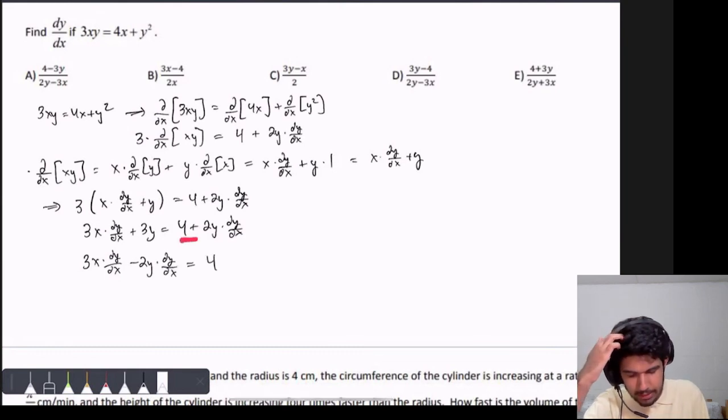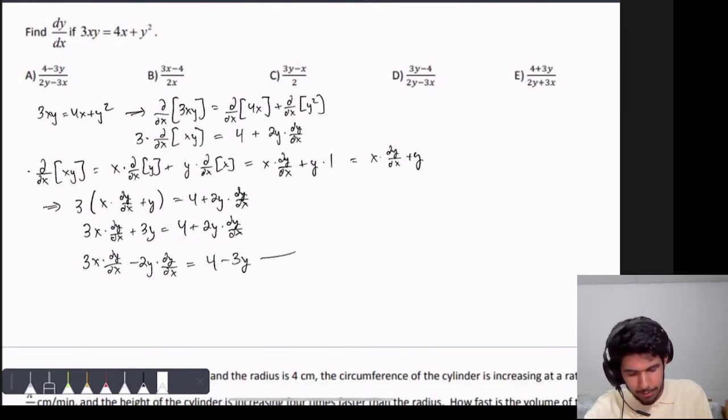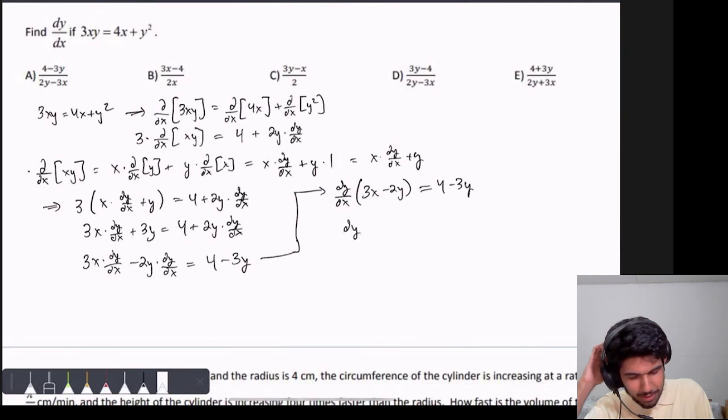This term stays, but then this term should go onto the other side, so we subtract 3y. And then from here, we can factor out a dy/dx. So that's equal to 3x minus 2y times dy/dx. That's equal to 4 minus 3y. And finally, we divide on both sides, and we get that as our answer.